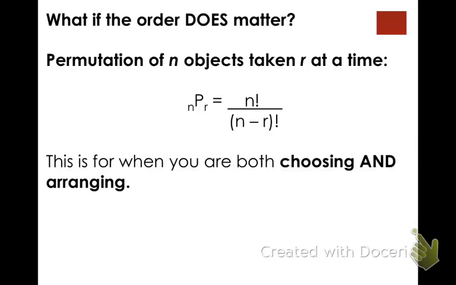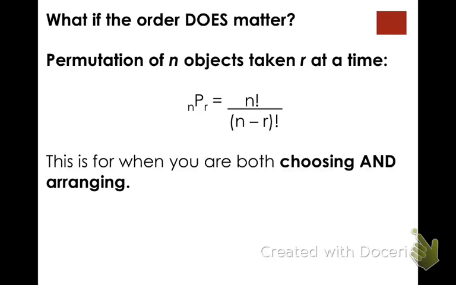So again, if the order doesn't matter and we're choosing a select amount from a certain group of things, if the order does not matter at all, then we would use a combination. But what if the order does matter? If the order does matter, then what we would use would be a permutation. Now, we've talked about permutations already. That's what the n factorial was.